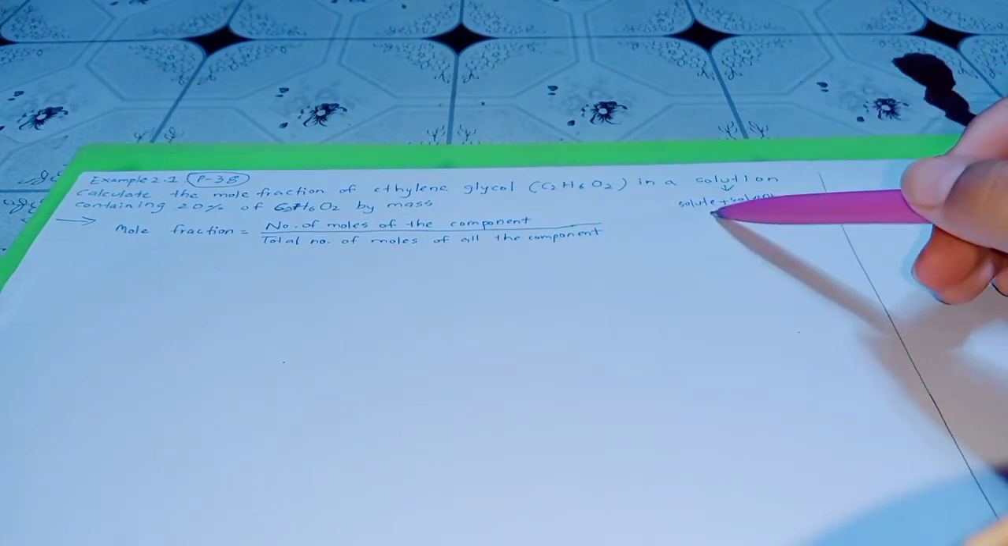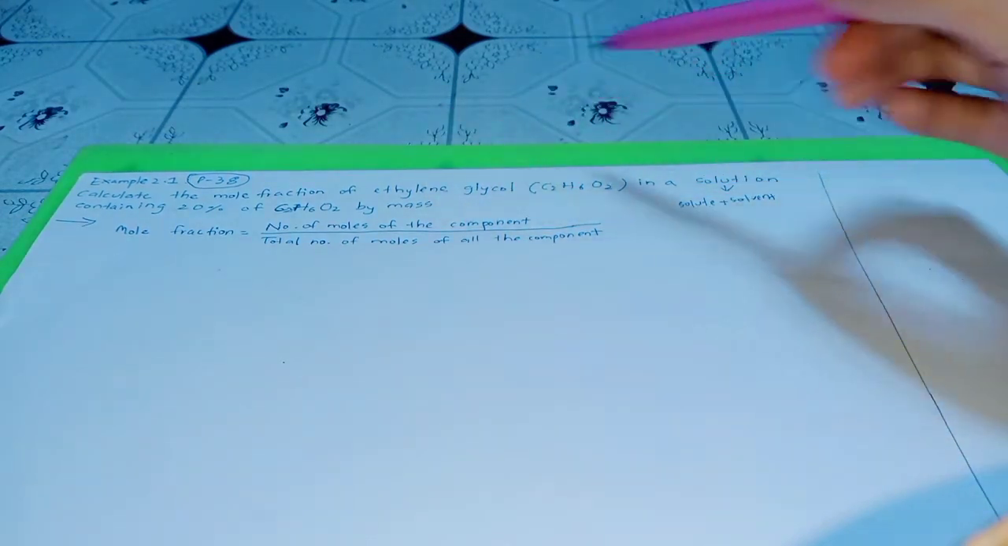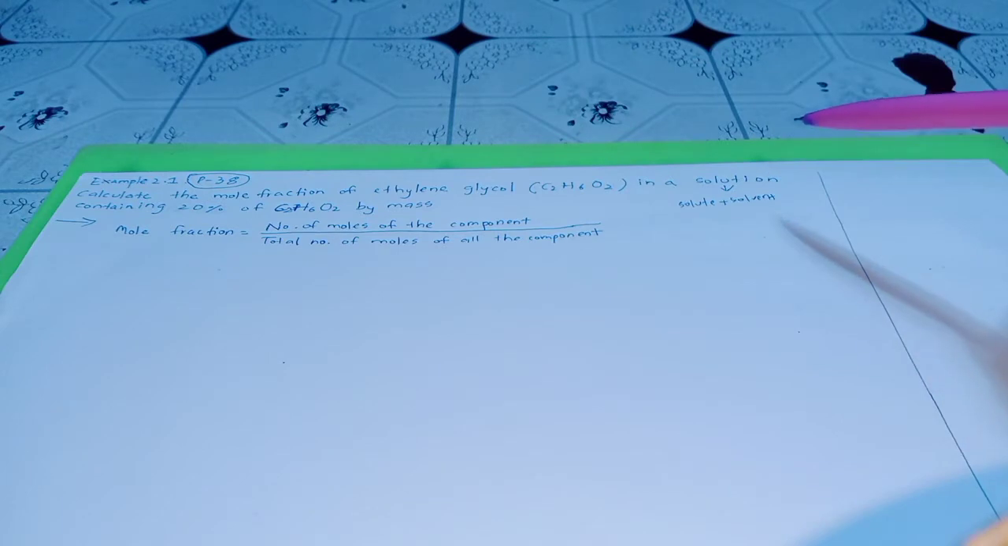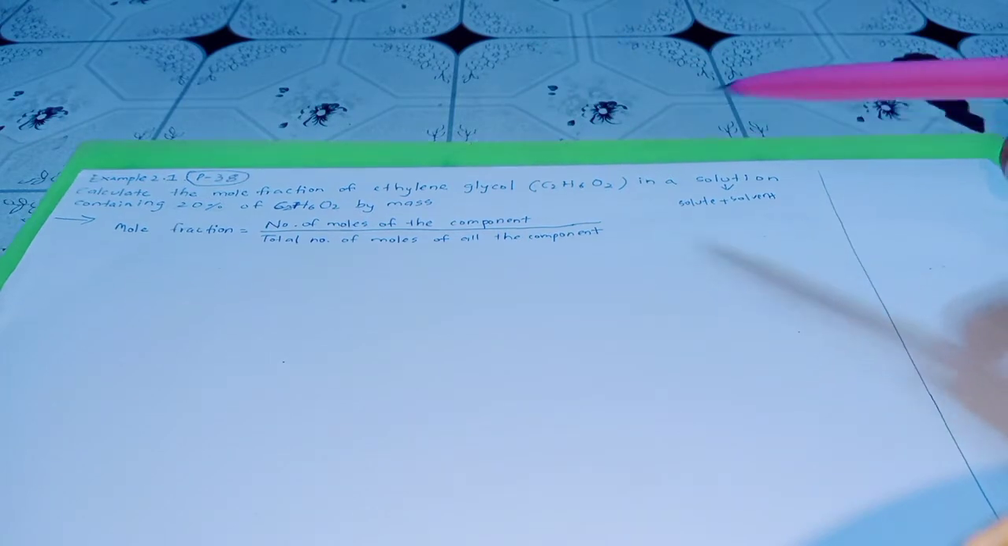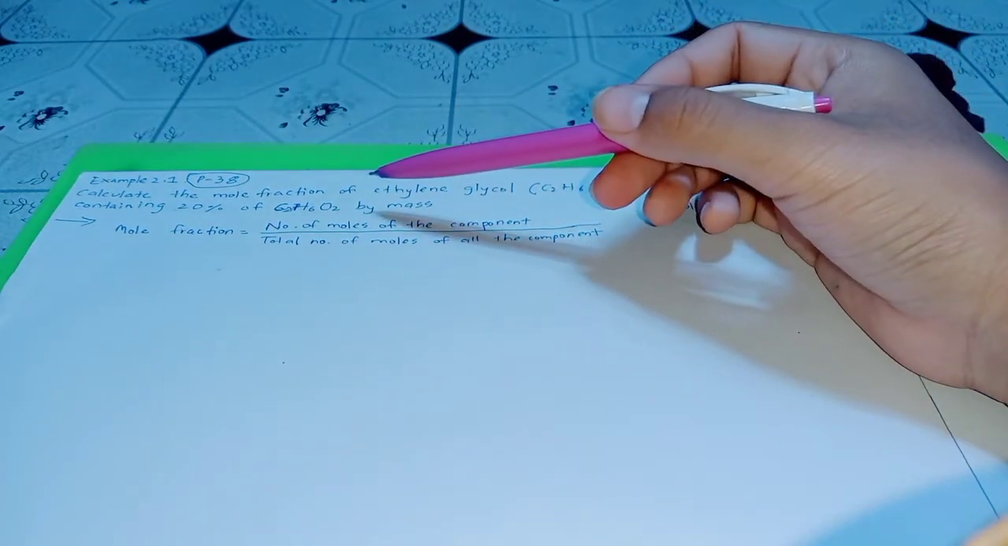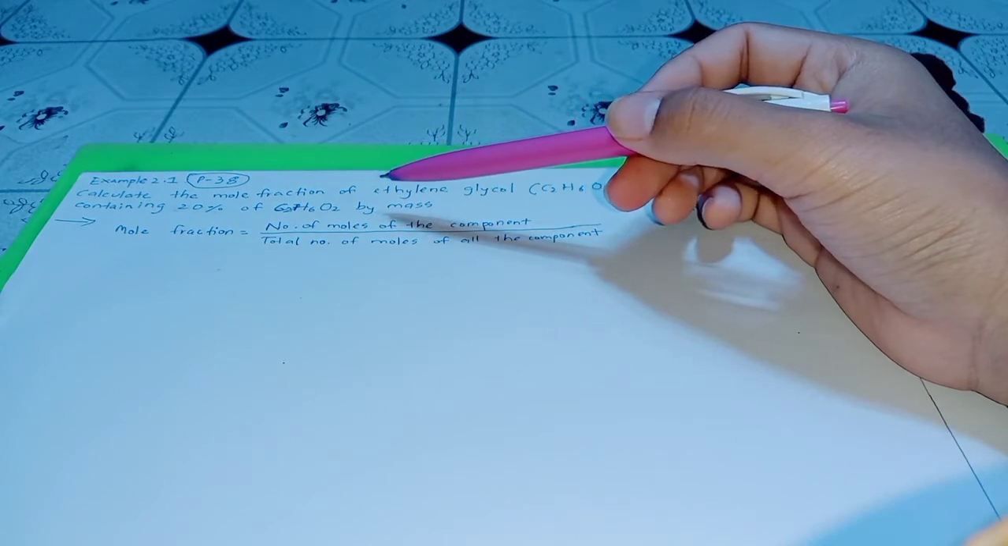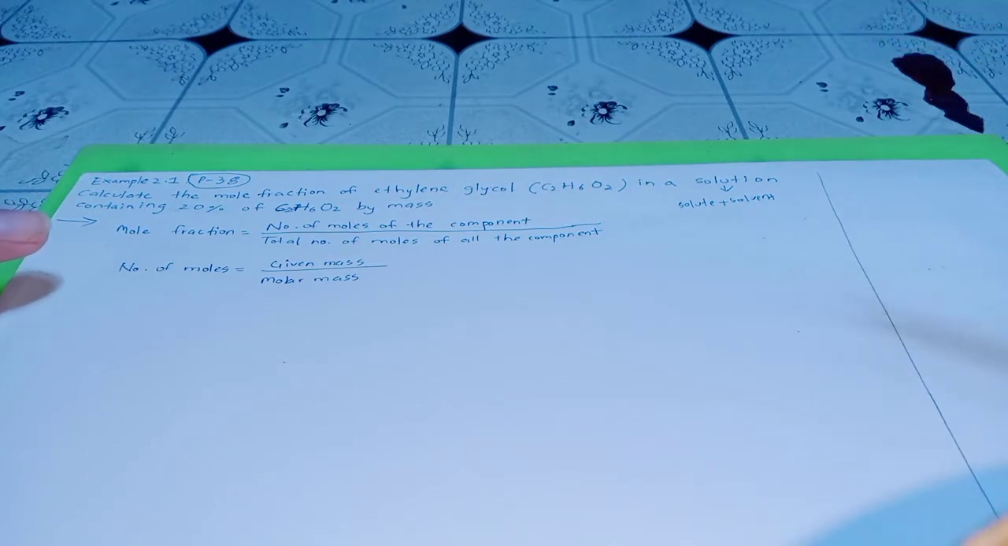Solute means which is present in lesser quantity, and solvent means which is present in larger quantity. So what is the solute here? The solute here is ethylene glycol, and the solvent will be water. We will now need a new formula, that is the number of moles. How to calculate the number of moles? Number of moles is given mass divided by molar mass or molecular mass. So to solve this question, we need two formulas: mole fraction and the number of moles.